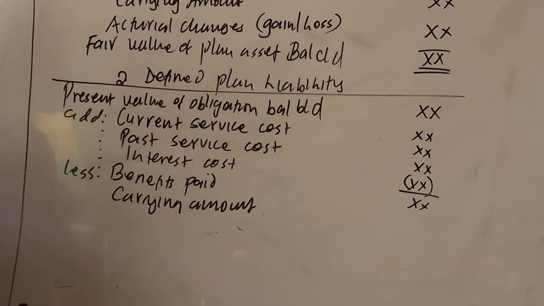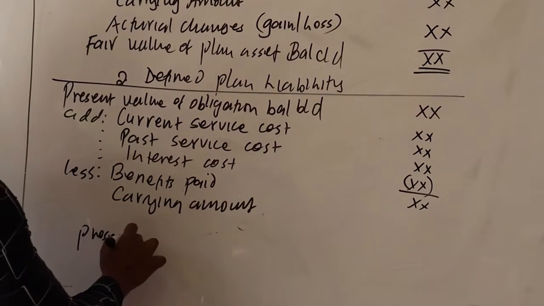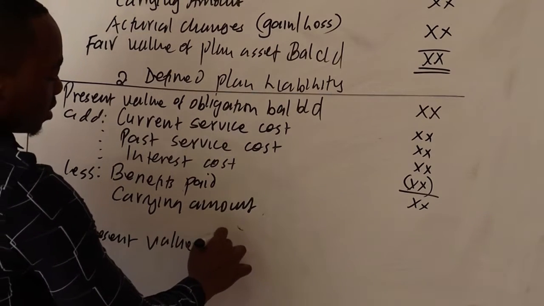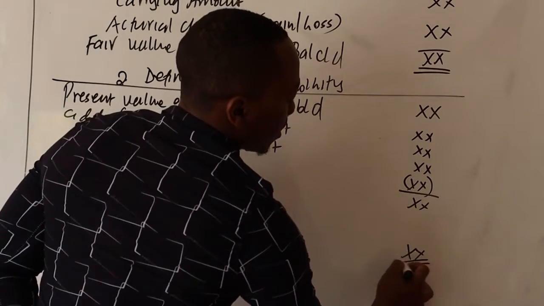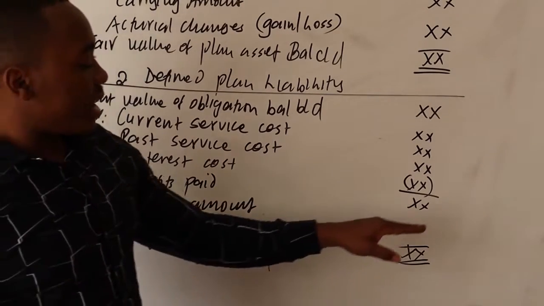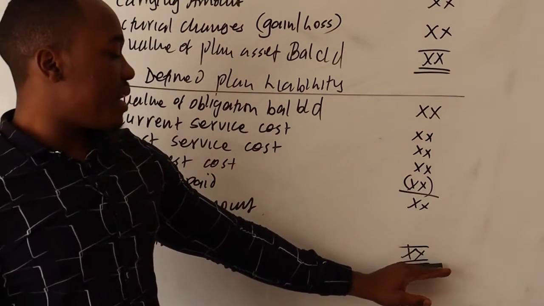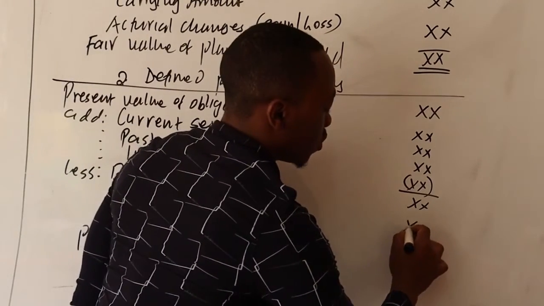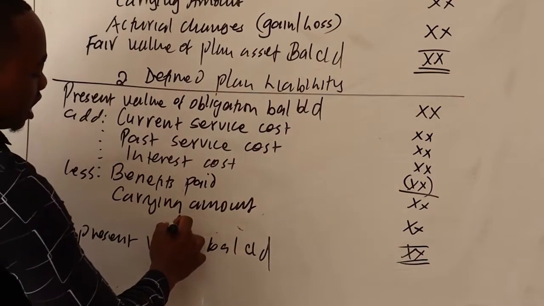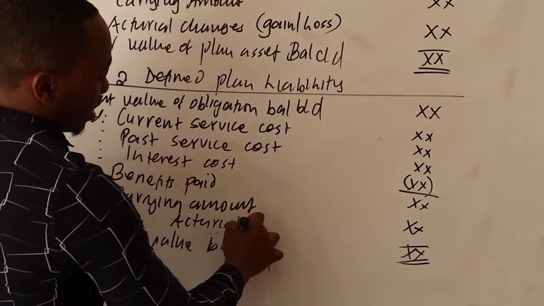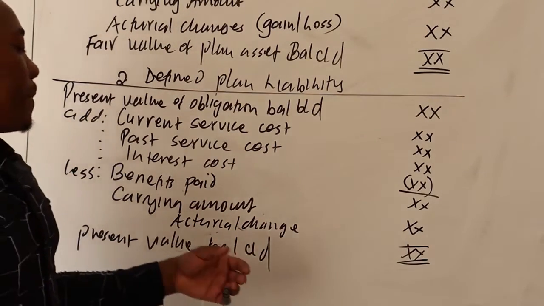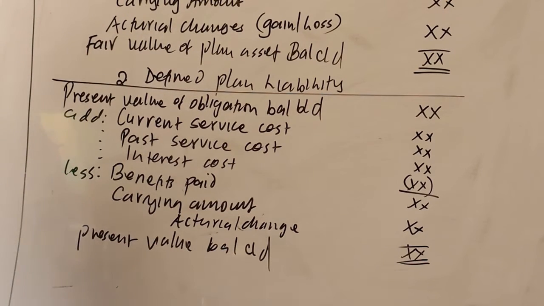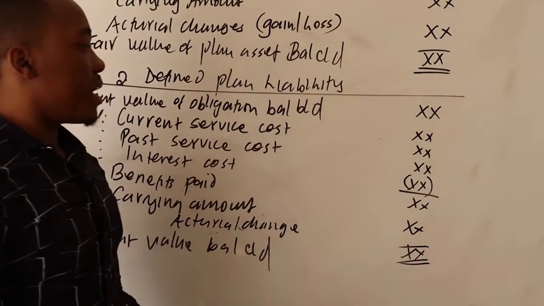And then you compare your carrying amount against the present value of obligation, balance carried down. You'll be provided with that. And now, the difference between the carrying amount and the present value balance at the end is also what we call actuarial changes. It can also be actuarial gain or actuarial loss. They are also known as measurement gains or measurement losses. So that's basically the format on how to measure defined plan asset and defined plan liability.